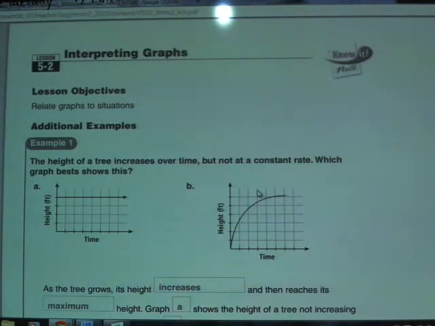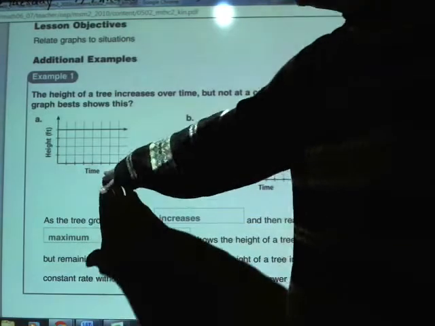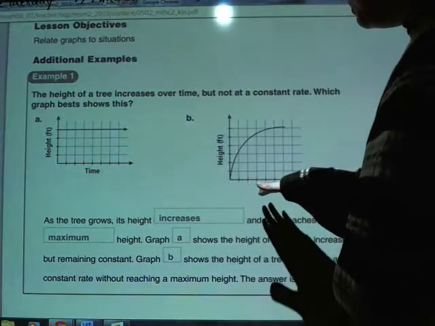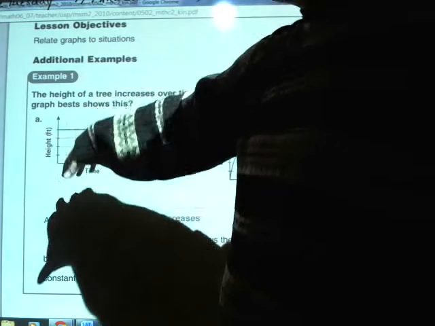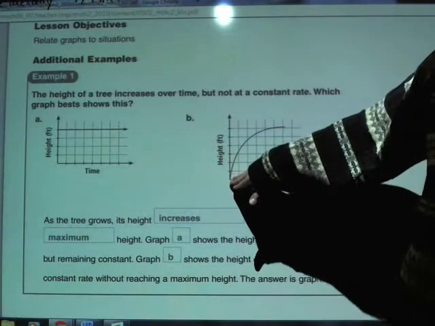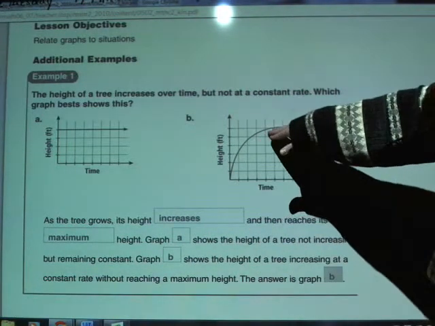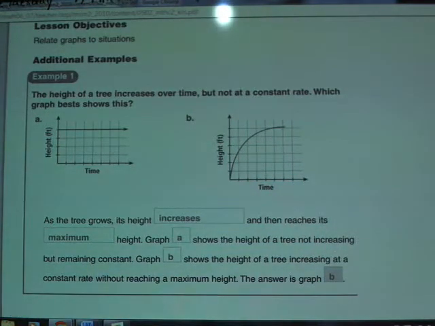If we take a look at question number 1, it says the height of a tree increases over time, but not at a constant rate. Which graph best shows this? Well, as you can see, both these graphs are comparing the same thing here. They're both comparing time and height. So both of these graphs show time happening, and this particular graph shows the height, let's say this is at 4, is always at 4. But here it shows that the height starts at nothing, but then gets bigger to 1, to 2, to 3, to 4, to 5, to 6, assuming this graph goes by ones.